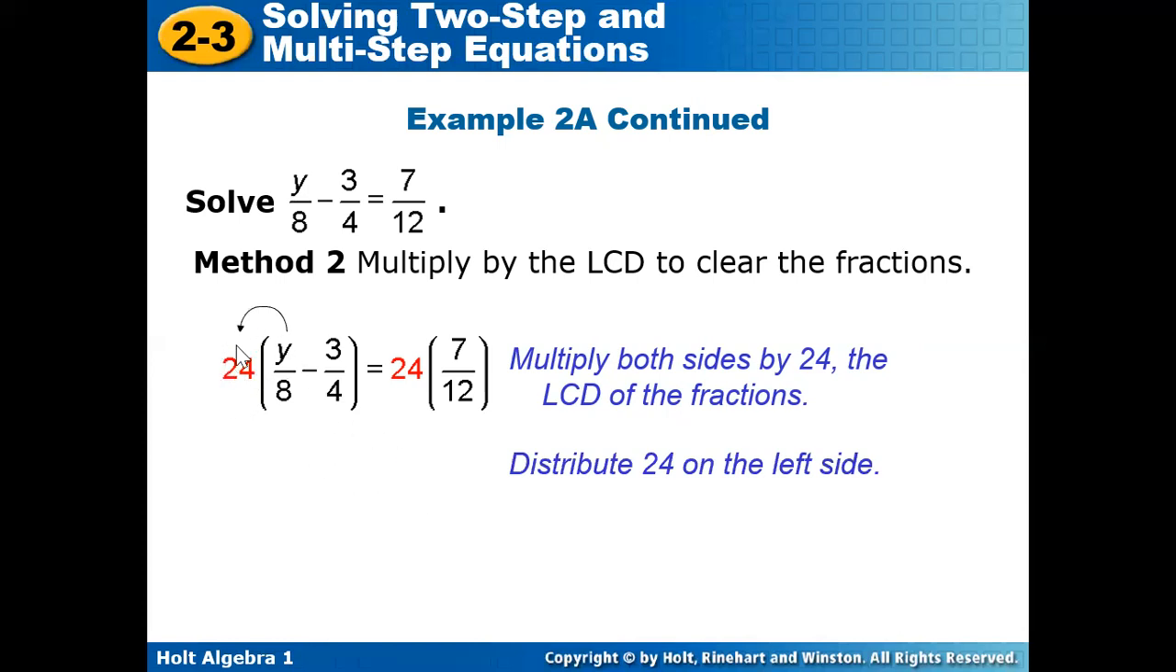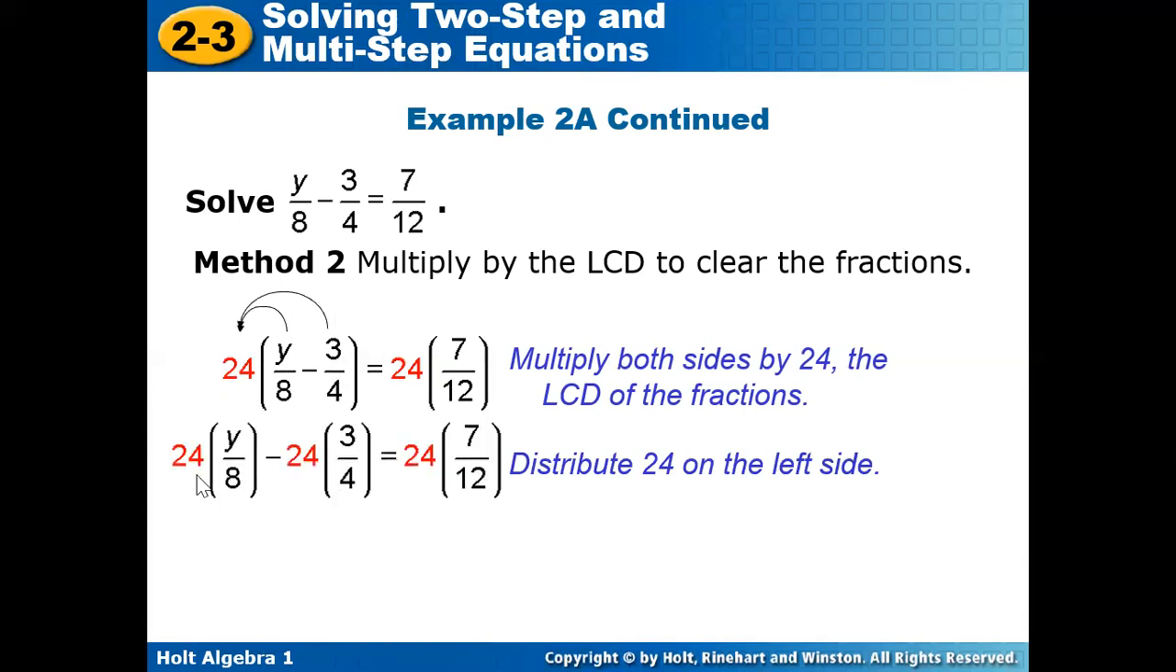Use your distributive property, 24 times y over 8 and 24 times negative 3/4, right? 24y divided by 8, right, is going to give you 3y. Negative 24 times 3 is going to give you 72. You're going to divide 72 by 4. It's going to give you, right, 18. And then 24 times 7 divided by 12 gives you 14. So I don't advise you to do it this way, but if you are good with using lowest common denominator to clear out all the fractions, right, then you can do that.